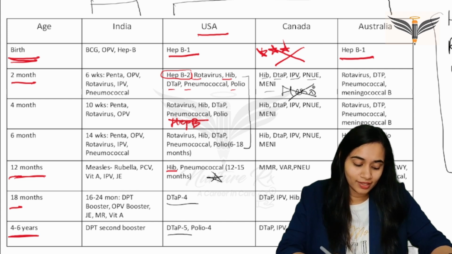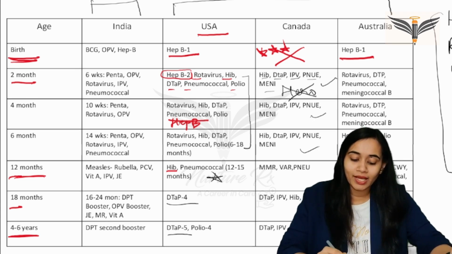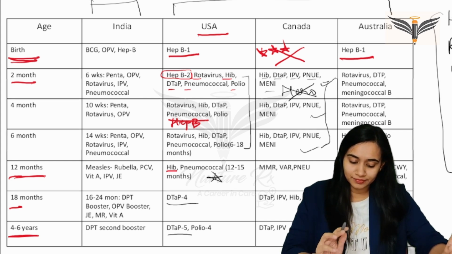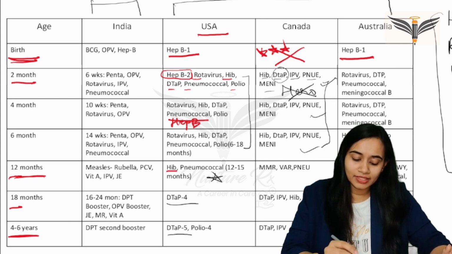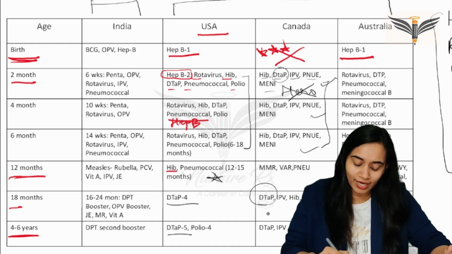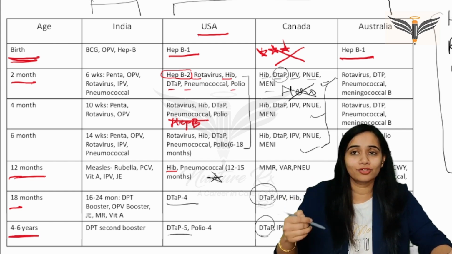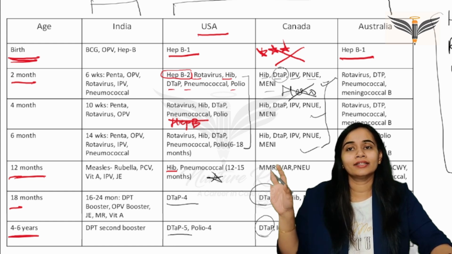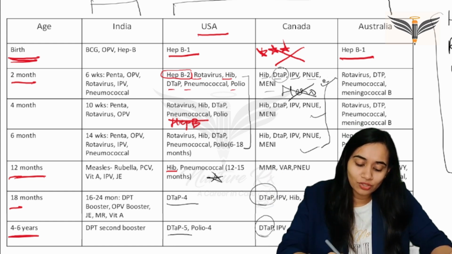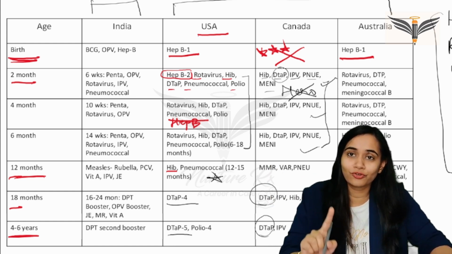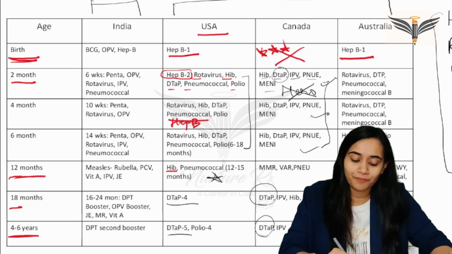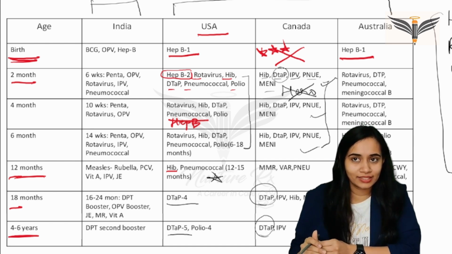Okay, now again, for 2 months it is the same, for 4 months it is the same, and for 6 months it is the same. Now these are done. Okay, after that DTP's booster dose is given at 18 months and another booster is given at 4 to 6 years. So this you can corroborate with USA also, that DTP 4 and 5 dose is given at 18 months and at the age of 4 to 6 years, right? So for the first three, that is 2 months, 4 months and 6 months, our mnemonic is corresponding here. So you can remember that these are the set of vaccines that are given at these three time points.